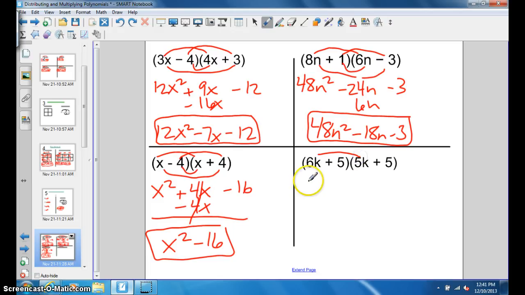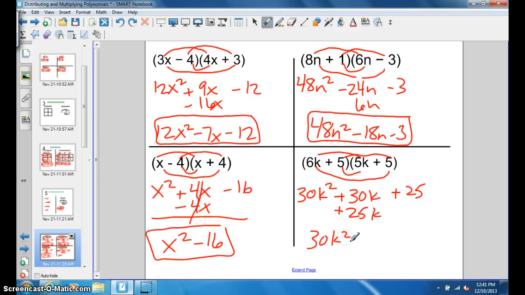And for this one, we get 30k squared plus 30k plus 25k plus 25. So we have 30k squared plus 55k plus 25. Okay, so this is the FOIL method. Pretty simple, just remember first, outside, inside, last.